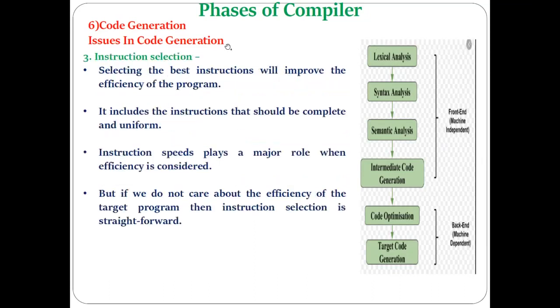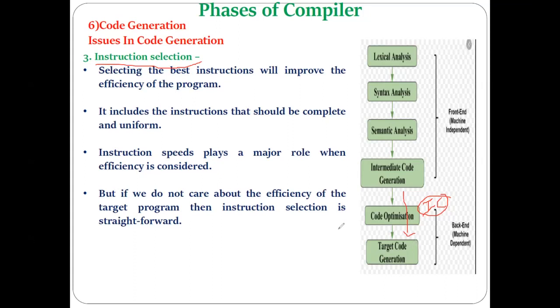Then next we have another important issue in the code generation, that is instruction selection. Now, as you know, what kind of input is received by the code generation phase? Input is received in the form of some intermediate code instructions. For each of these intermediate code instructions, machine code is generated by the code generation phase. That is the last phase of the compiler.